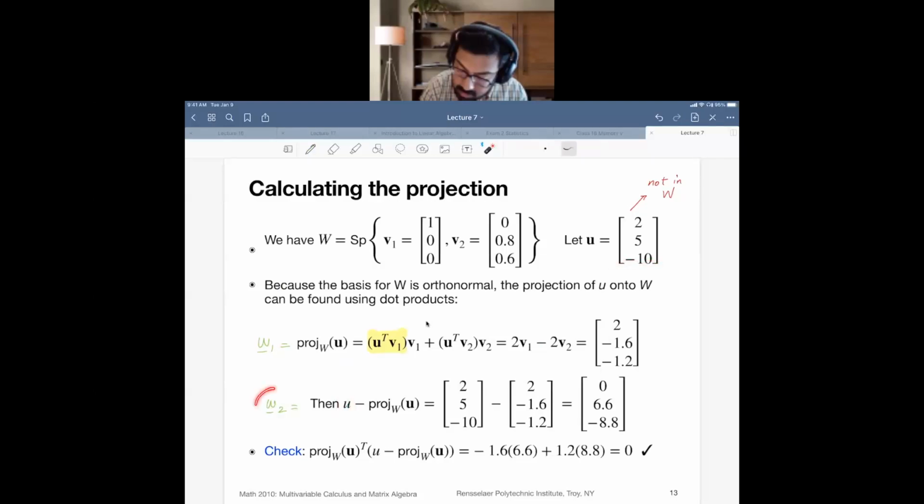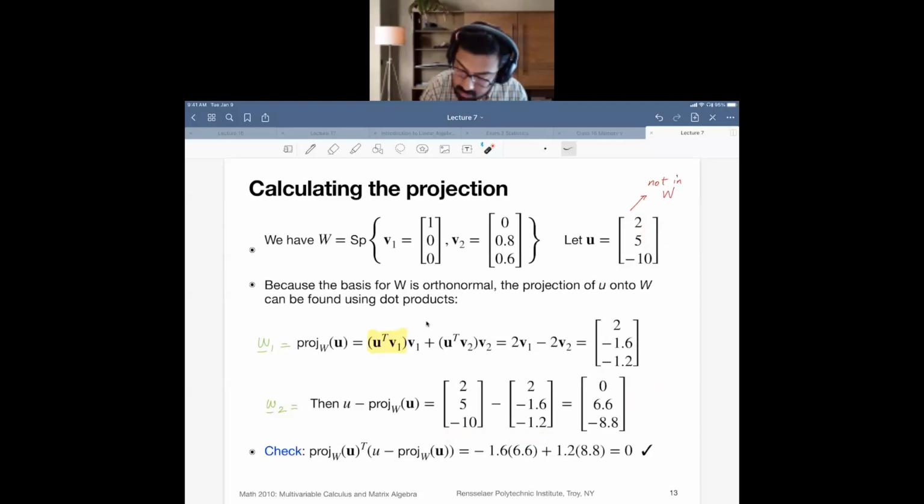So if I want to find out what is orthogonal to the subspace, then I do u minus the projection. I've got u from here. I've got the projection I just calculated. Subtract them, I get this, right? So I've got w1 and w2 as two orthogonal vectors.